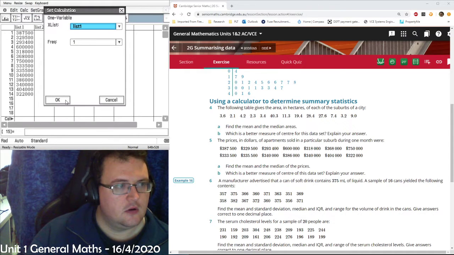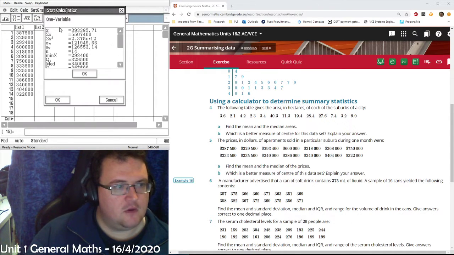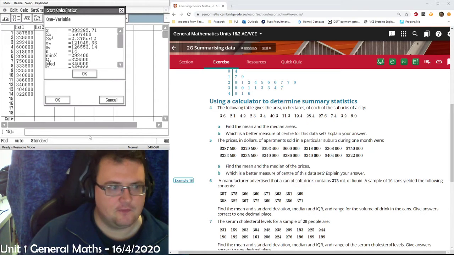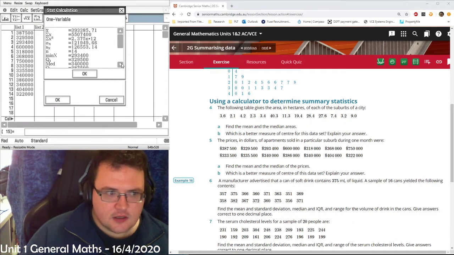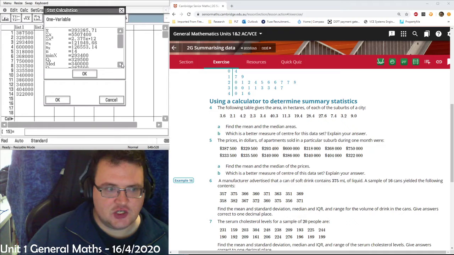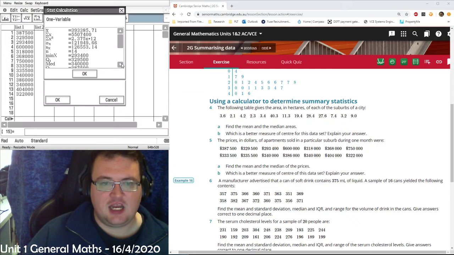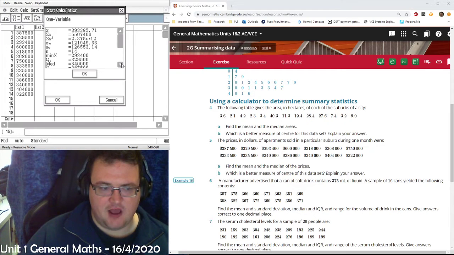All right, what we've got here, the average is $393,385.71. But the median is only $340,000. All right, so remember, median is the middle value.